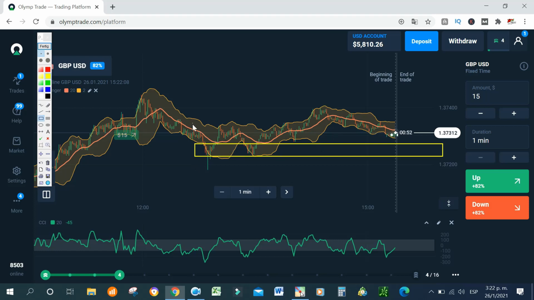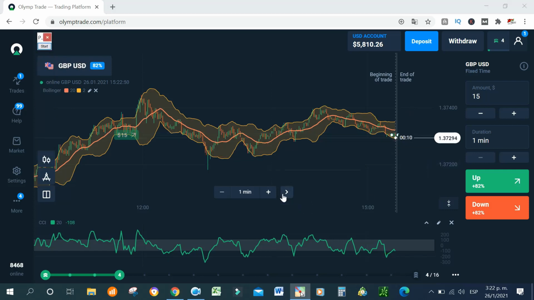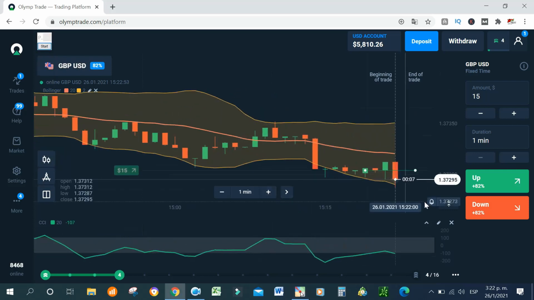As you can see here, we have a very good rejection, for example. Here again, the market was not able to go lower, and the same can happen over here when the price reaches this level again, because this is a support zone. So we can combine this information with our Bollinger Bands and also the CCI indicator. As simple as that. So for example, in this case, in the next candlestick, I will go high.